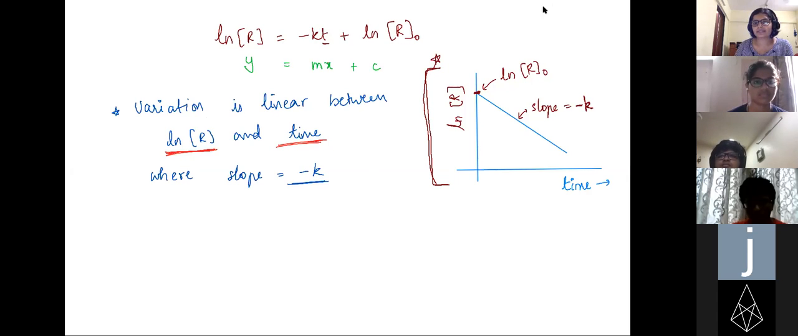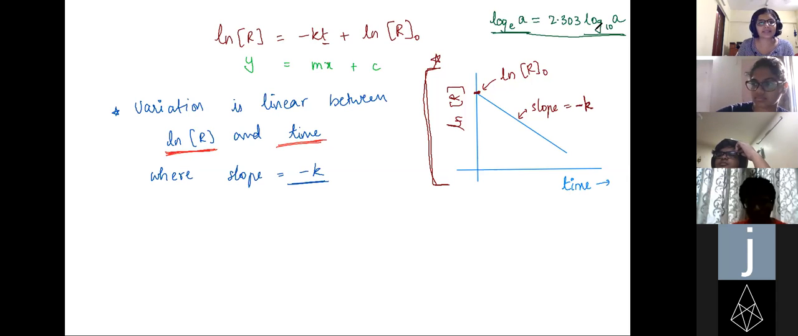Basically, if you have log to the base e of any number, let's say a, this is equal to 2.303 into log to the base 10 of a. If you want to convert any natural logarithm into logarithm to the base 10, because the log tables or scientific calculators only calculate with base 10, this is the multiplying factor.